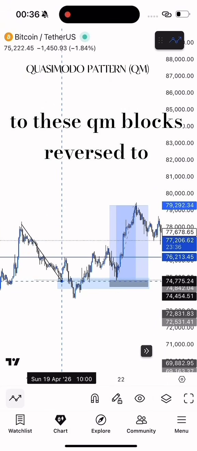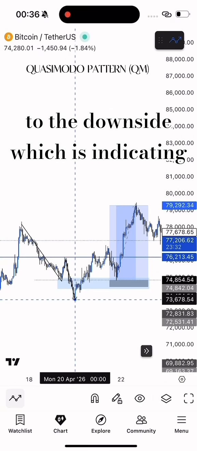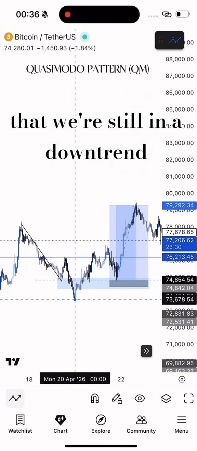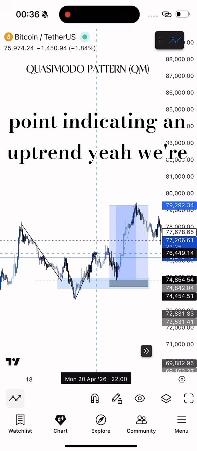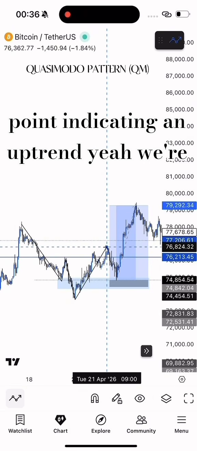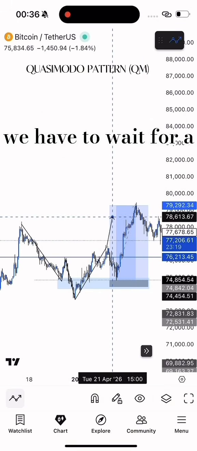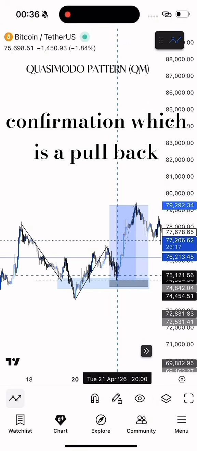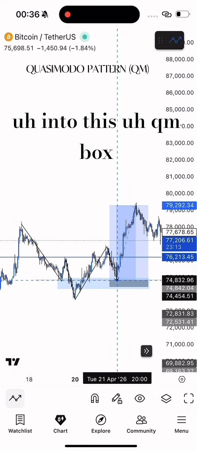Yeah, price got to this QM box, reversed to the upside, then came back down to the downside, which is indicating that we're still on a downtrend. Went back up to give us a change of character at this point, indicating an uptrend. So we're not just gonna take our buy from here. We'll have to wait for a confirmation, which is a pullback into this QM box.